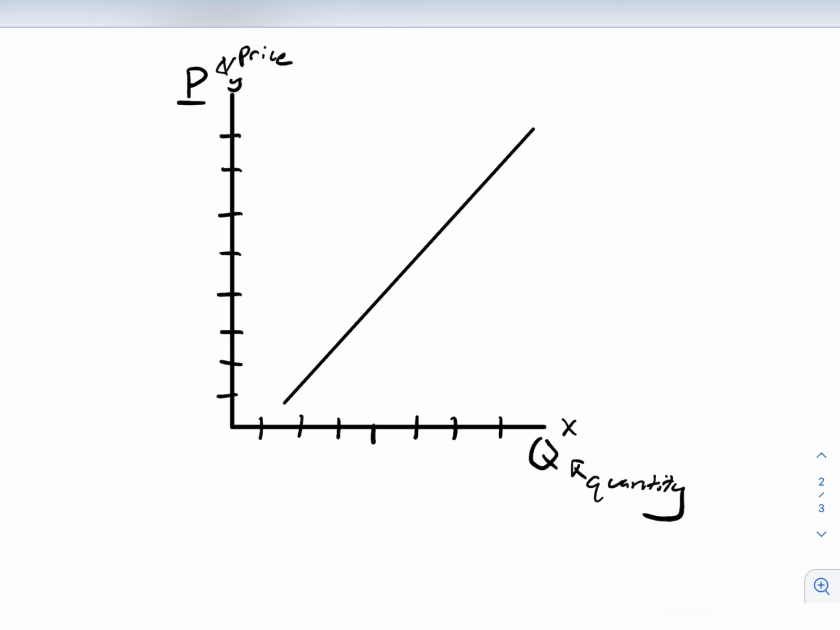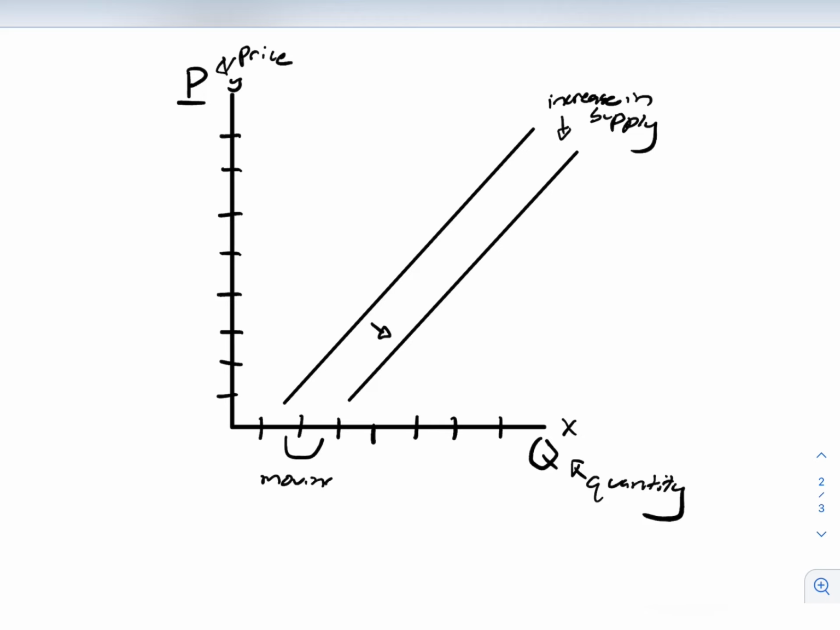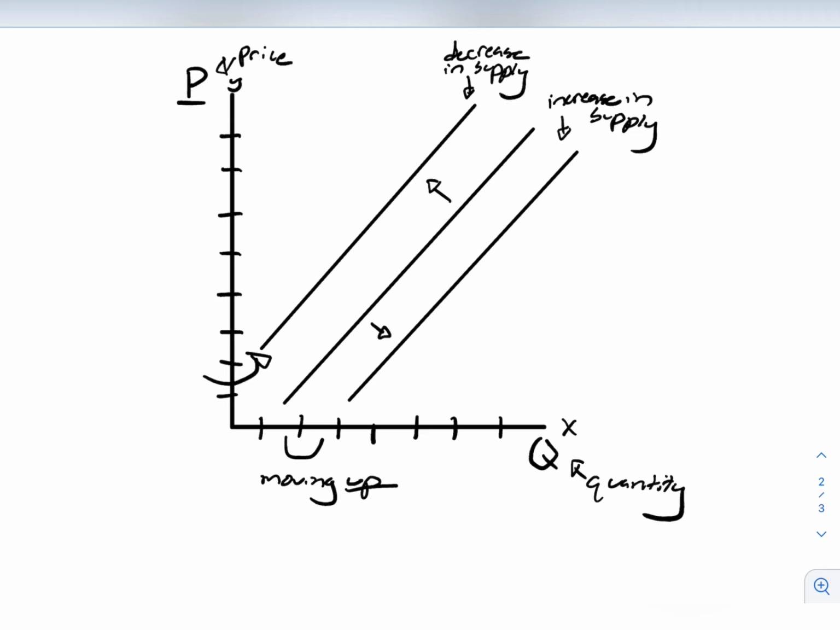A rightward shift like this is shown as an increase in supply, as you can see by the points increasing on the quantity, therefore changing the price as well. At each and every new price on the supply curve, the quantity supplied would be higher. A leftward shift shows a decrease in supply. As you can see, as the line moves left, it also moves up the supply line.